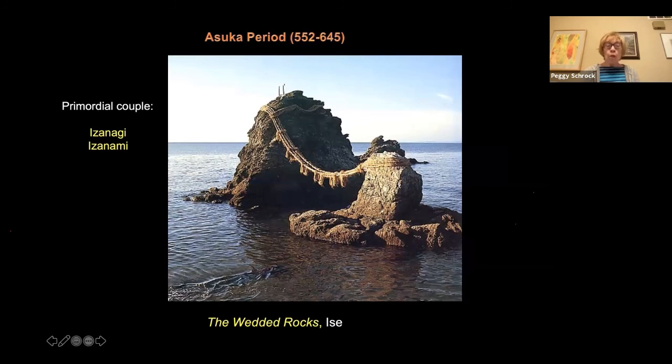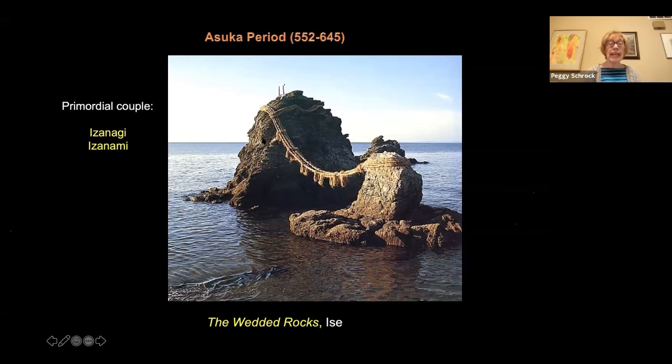Anyway, the wedded rocks. These are two natural rocks, and they symbolize the founding, the primeval couple, Izanagi and Izanami, male and female. I've always found this image really difficult to get a sense of scale from, because you've got a little gateway up here, but it's not a full-size gateway. This tall stone, Izanagi, is 30 feet tall. And the shorter stone, the female figure, Izanami, is 12 feet tall.